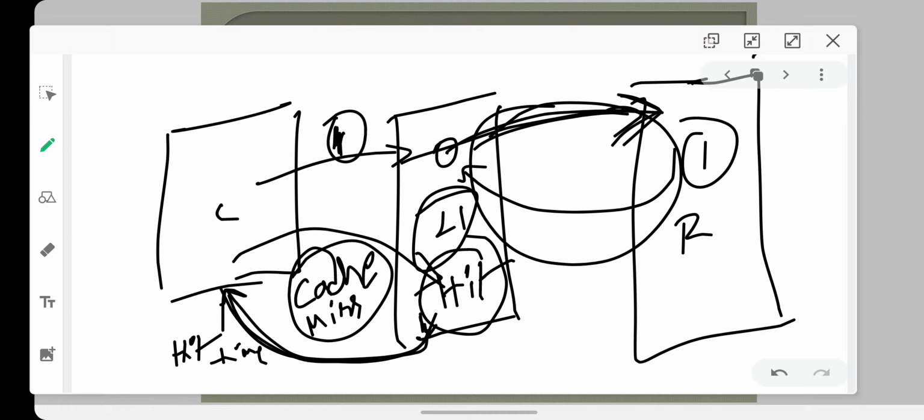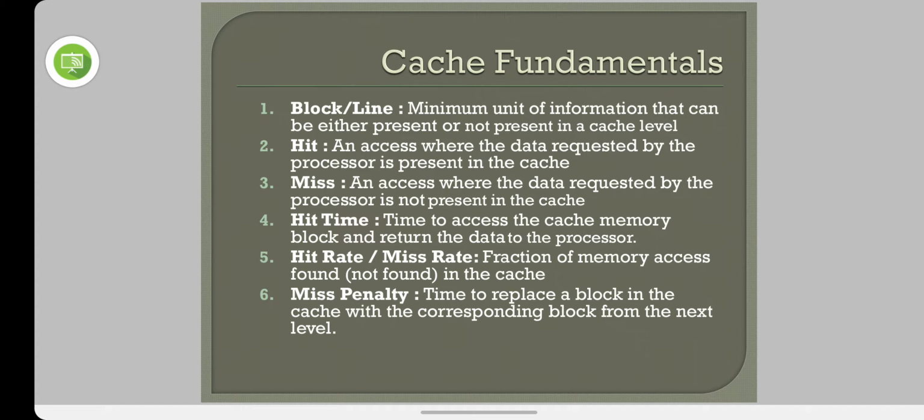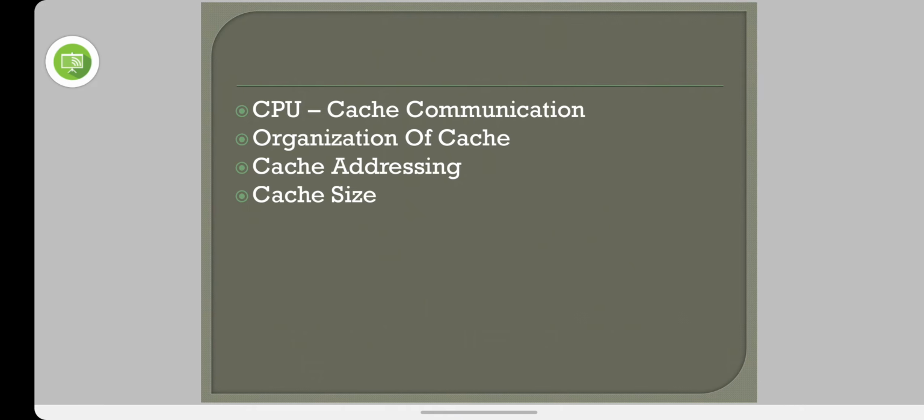Why do we have the term replacing? Because the L1 cache may not always be empty, it may be full. When it is full, you have to replace some block of data with the data that you require. That is where the replacement comes in. I'll be telling you more in the next slide about this. So you have got some idea of the cache fundamentals, right? We'll be going to the next slide.